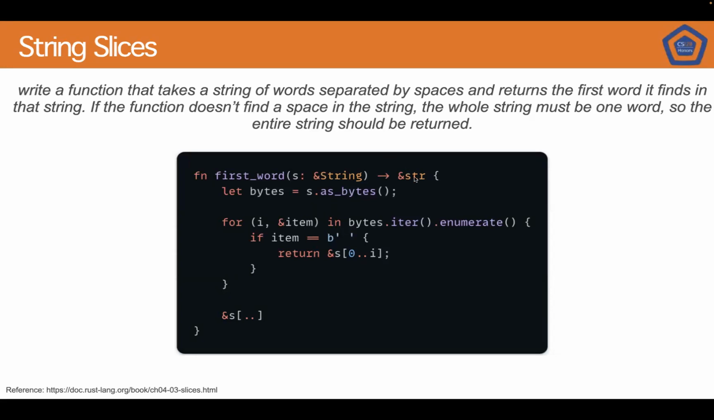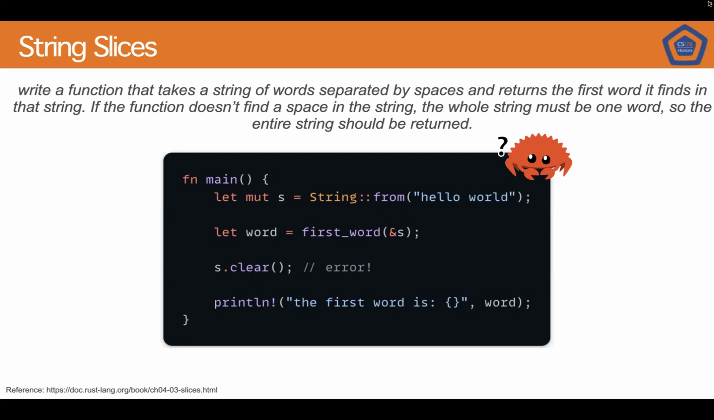With all this information in mind, let's rewrite the first word function to return a string slice. In the signature, we need to change the return type. The type that signifies string slice is written as &str, which we've definitely seen before. To get the index for the end of the word, we can do the same thing as previously by looking for the first occurrence of a space. However, instead of returning the index, we'll return a string slice using the start of the string and the index of the space as the starting and ending indices.